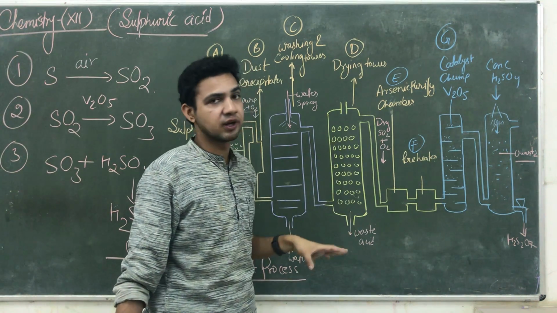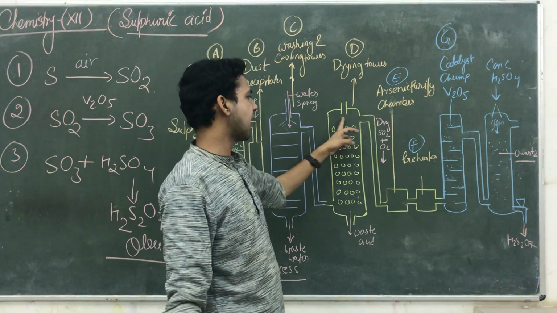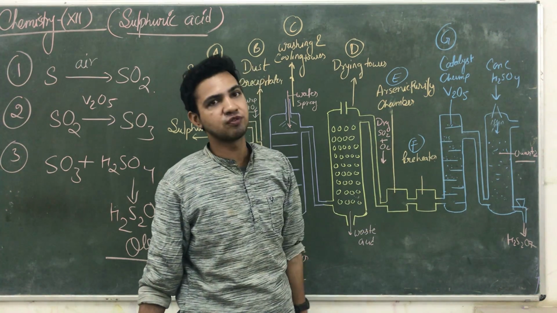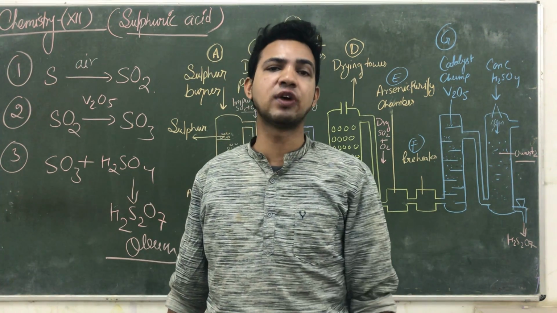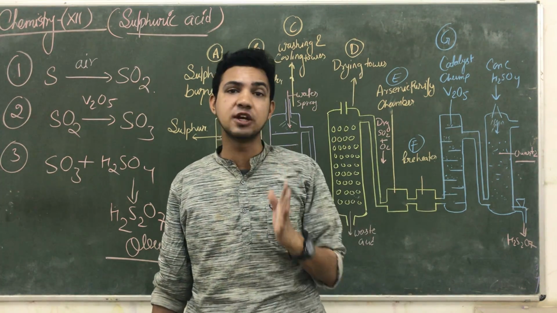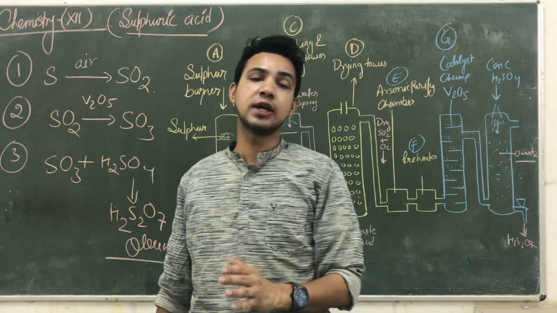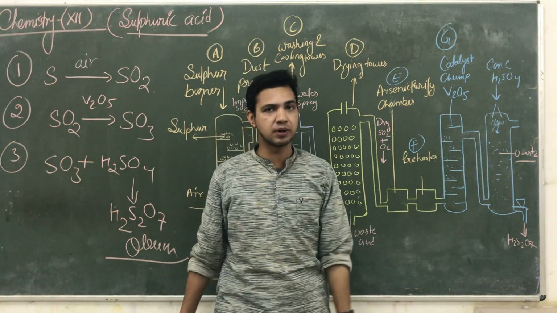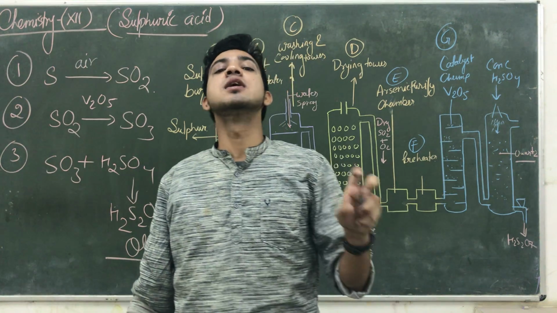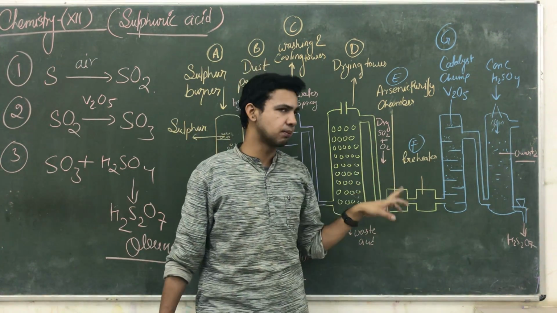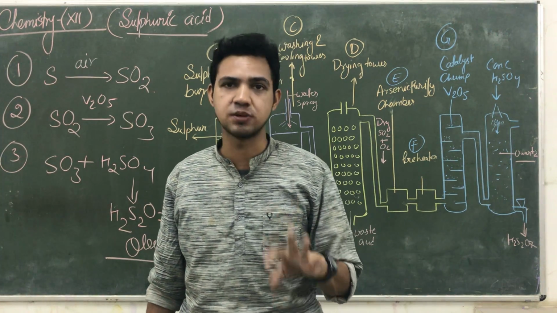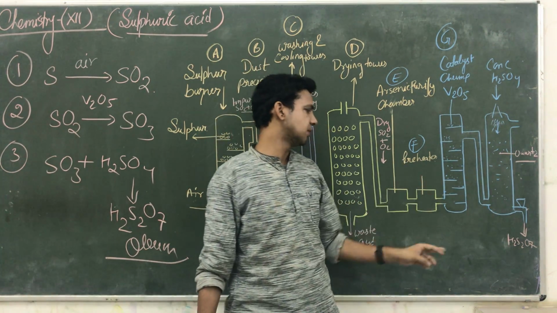After the drying tower removes the moisture, dry sulfur dioxide and oxygen gas passes inside the arsenic purifying chamber. Sulfur gases contain a main impurity of arsenic, so inside this arsenic chamber we are going to remove a large amount of arsenic. With the help of this chamber, a catalyst is present, sometimes V2O5 or sometimes platinum. Next we are passing to the preheater.